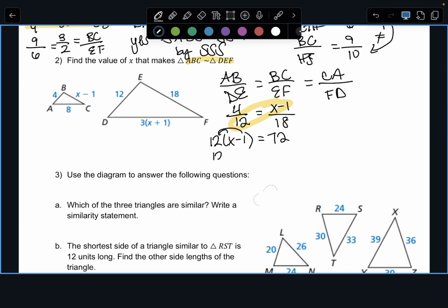I'm going to distribute on my left side. I get 12x minus 12. Now what should I do to solve for x? Add 12. I get 12x is equal to 84. I divide by 12, and I get x is equal to 7.